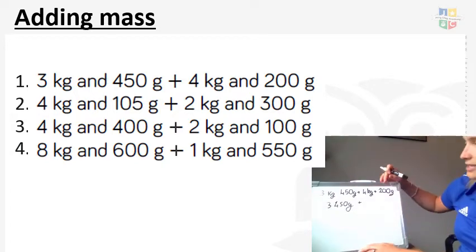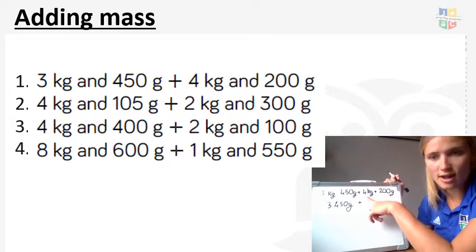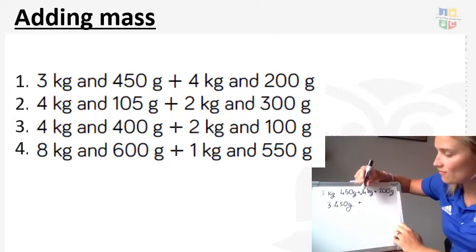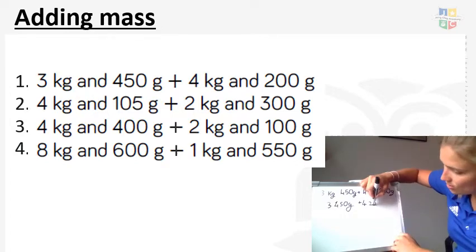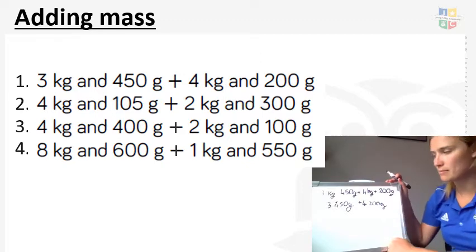Now I can do the same with this side. I know that there are 1,000 grams in a kilogram. So in 4 kilograms, I'm going to have 4,000, and I have got 200 grams also. So I can do 4,200 grams.